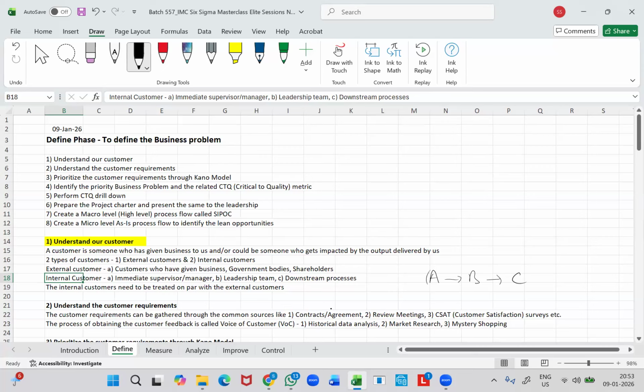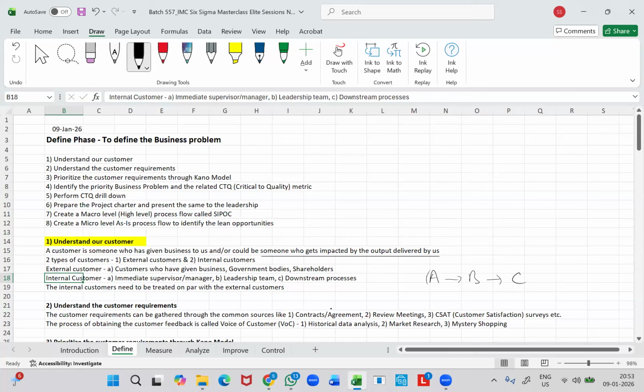So when that being the case, as per the quality definition, we are saying that a person could be someone who gets impacted by the output delivered by us. So from that perspective, B, as an immediate downstream processor for A, will get impacted by the quality of output delivered by A. So from the customer definition perspective, A will have to treat B as his internal customer. Why am I saying internal customer? Because they all would be part of the organization.